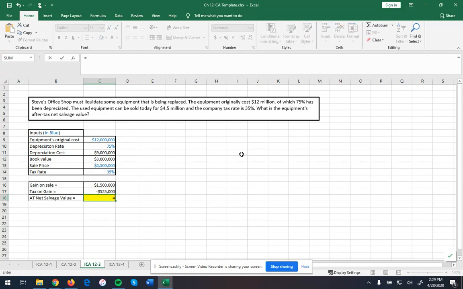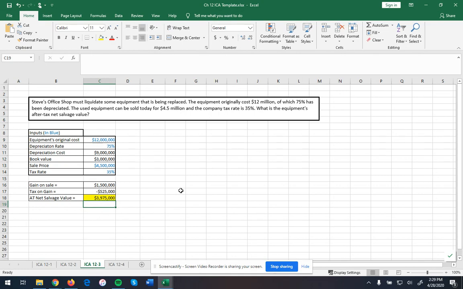Okay, now we are going to calculate the after-tax net salvage value for this machine. Now remember, we sold the machine for $4.5 million. So that was $4.5 million cash in hand. Out of that, we paid our taxes. Now I'm going to say plus because I know this is a negative. We paid $525,000. So we are left with $3.9 million, which is our after-tax net salvage value.